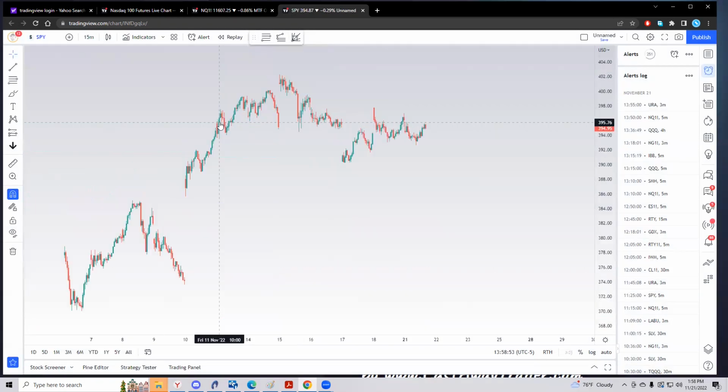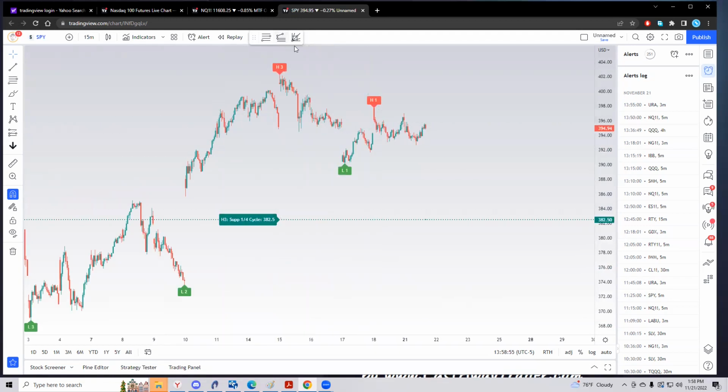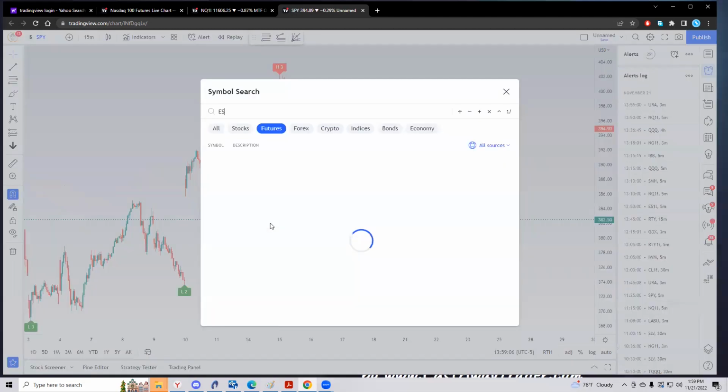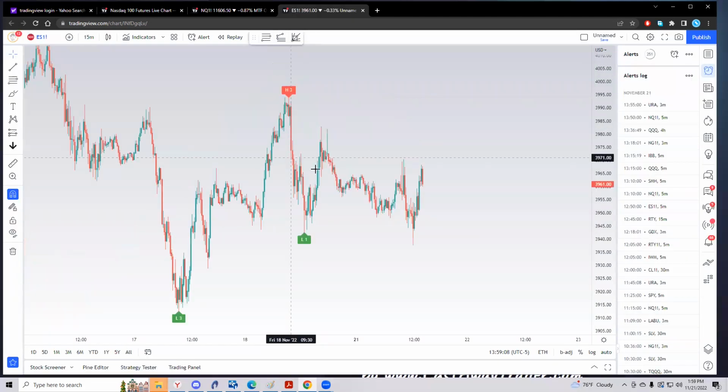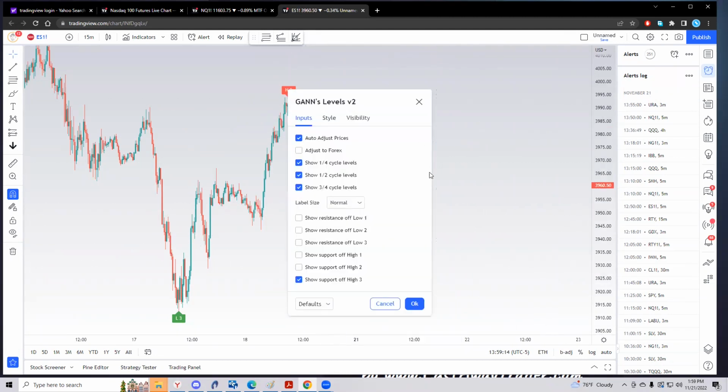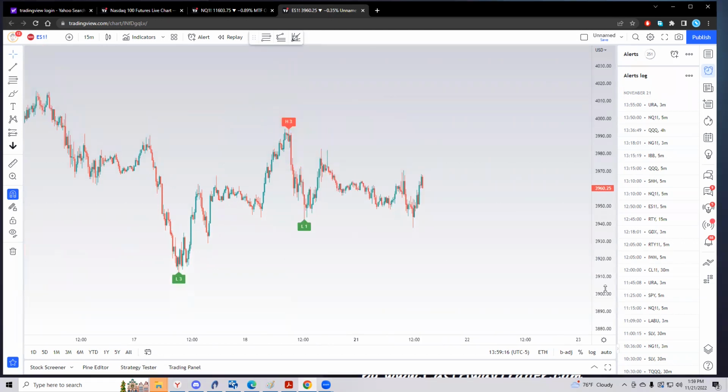Let's check SPY. We can check H3. This is the major top. And the first important support would be 382.50. Let's check ES mini. We can see what we get from H3 point. Show support from H3 point.